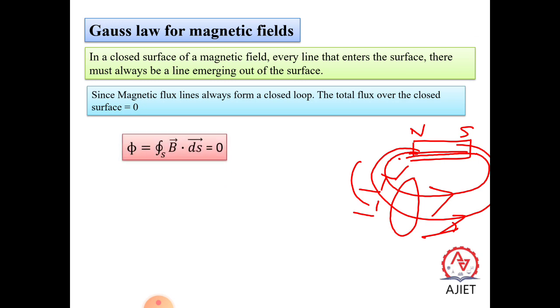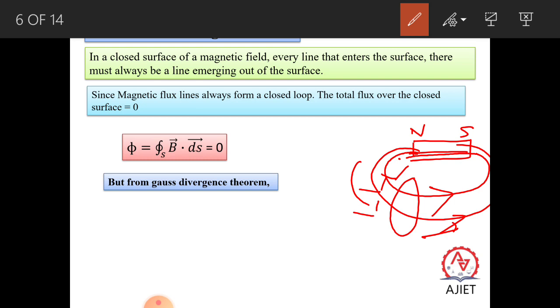So it gives an equation telling that phi is equal to the closed integral of B dot dS, and that is equal to 0 because it is a closed loop. So the total flux in that area is equal to 0. If you try to calculate the flux here, what is the flux? Whatever line enters from this point goes out of this one. So what is the total flux inside this area? Total flux inside this area phi is equal to 0.